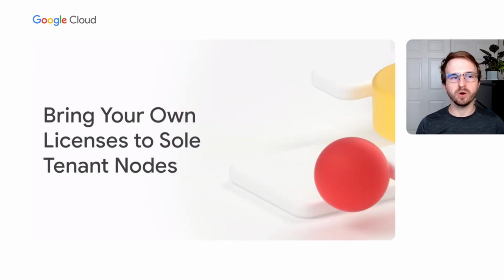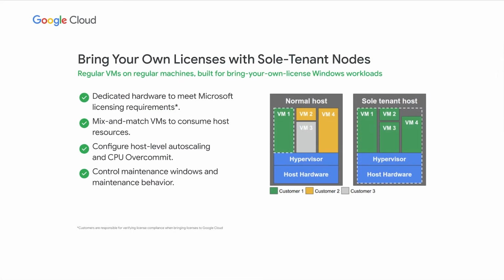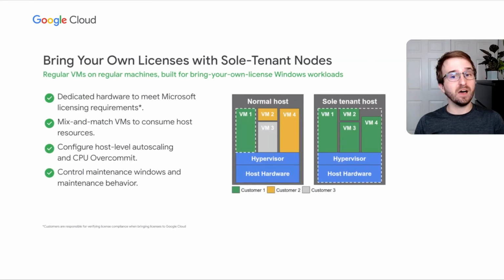Let's talk about bringing your own licenses to sole tenant nodes. Any discussion of cost optimization for Microsoft workloads isn't going to be complete without some discussion of licensing. While many customers just buy pay-as-you-go licenses directly from Google, many other customers have already been running Microsoft workloads for decades, and they have existing Windows Server licenses that they've already paid for. One common optimization for this set of customers is to bring those licenses to Google Cloud directly and reduce their licensing costs. However, there are two important things to note here.